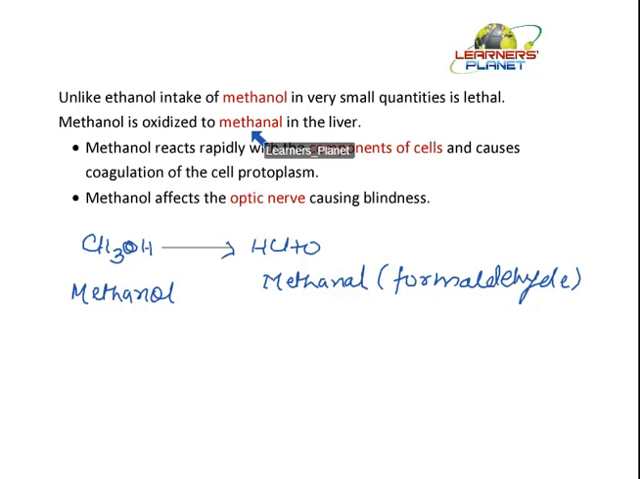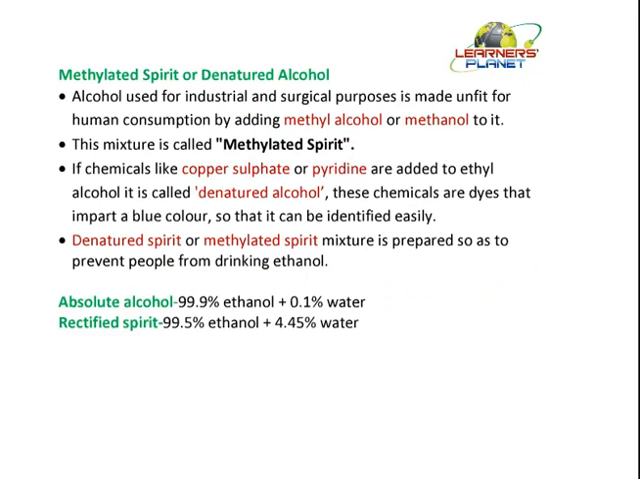First of all, it is forming formaldehyde. Then it is reacting with the components of cells and causing the protoplasm to coagulate. It is also affecting the optic nerve, due to which blindness is caused. So methanol is lethal. Now there is another thing, that is methylated spirit or denatured alcohol.